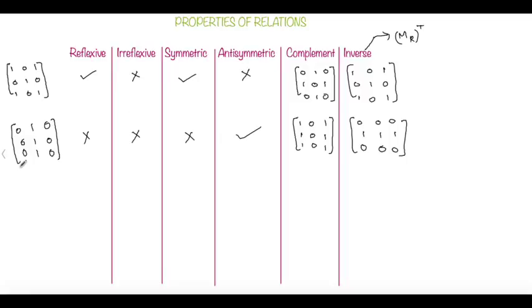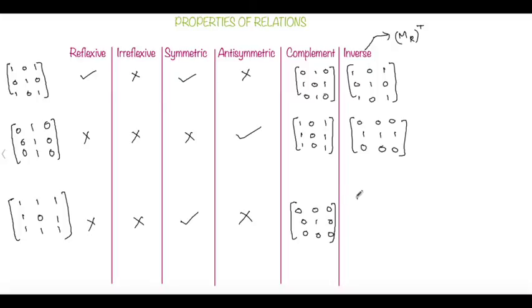Okay. Then we have another one. We have 1 1 1, 1 0 1, 1 1 1. Is it reflexive? It's not reflexive. Is it irreflexive? It's not irreflexive. It is symmetric. Is it anti-symmetric? It's not. And what is the complement? The complement is 0 0 0, 0 1 0, 0 0 0. And what is the inverse of this? It's just the same thing, because it's symmetric.